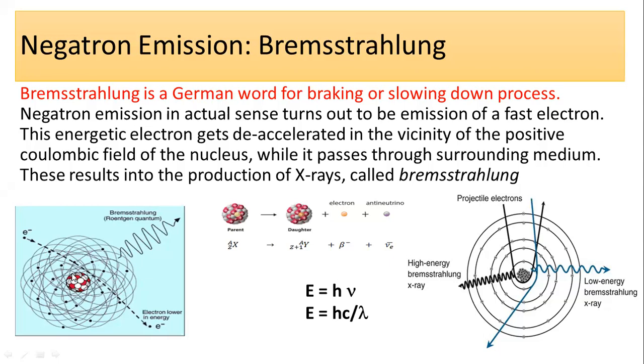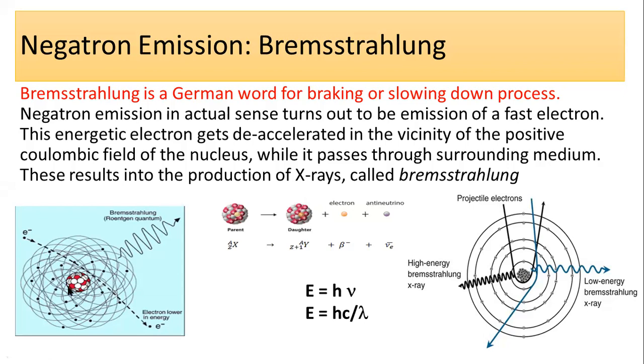This nucleus has a positive charge, and the negatron emitted out of the nucleus has a negative charge. So of course, they must have some sort of attraction to each other. This is the general phenomenon I have just shown over here. Suppose an electron is moving towards an atom or a nuclide. Instead of going straight, it is declined a little bit. That means its speed is decelerated in the vicinity of the positive Coulombic field of the nucleus, because this nucleus has positive charges. If the electron is passing near this nucleus, it is going to be attracted by the nucleus because of the opposite charges. So the speed is decelerated. The energetic electron gets decelerated.